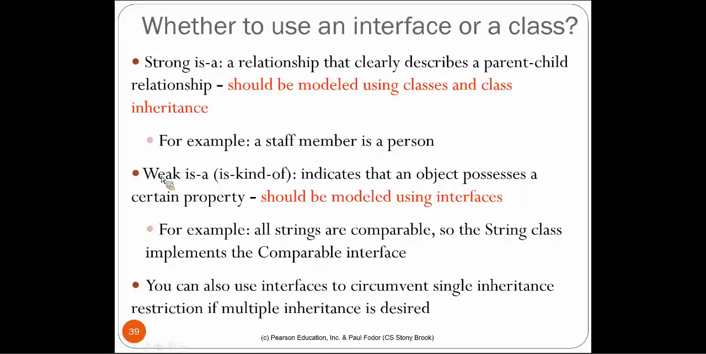If we have weak is-a, that means that an object possesses a certain property, like being cloneable or comparable, that should be modeled using interfaces. For example, the fact that all strings are comparable means that the String class implements the Comparable interface. However, it extends the class Object because every string is a concrete object. You can also use interfaces to circumvent the fact that in Java you have a single inheritance restriction and therefore you can only have one superclass, but you can have as many interfaces as you want implemented by the current class.